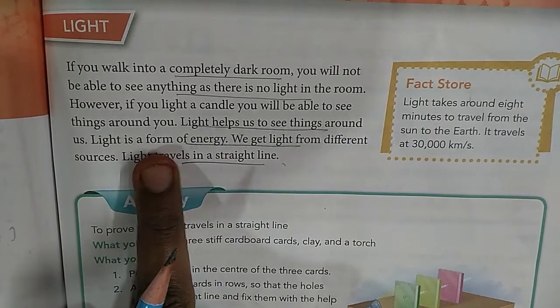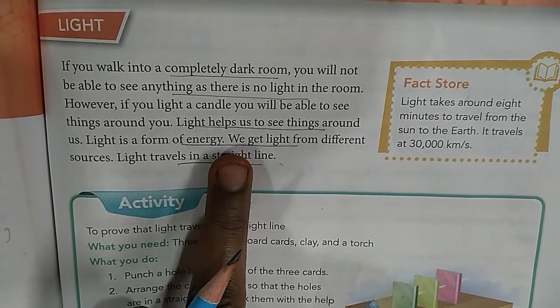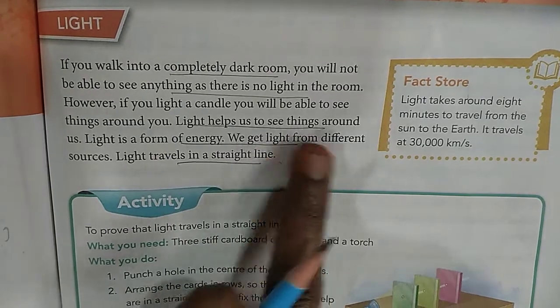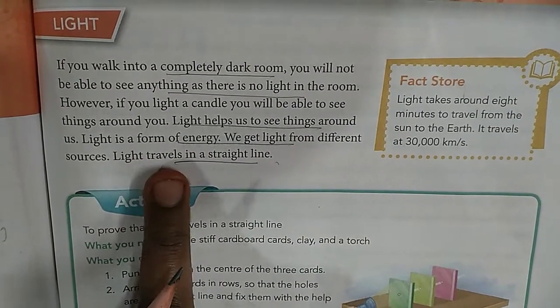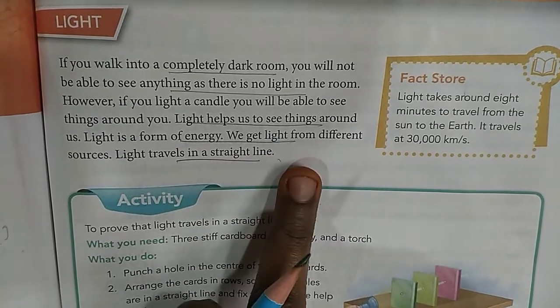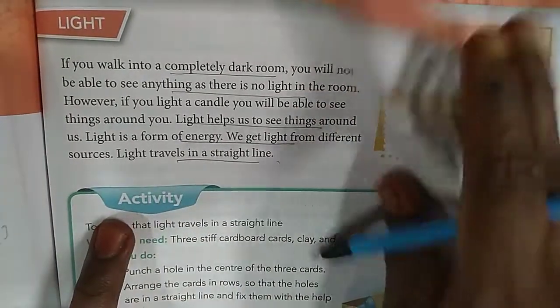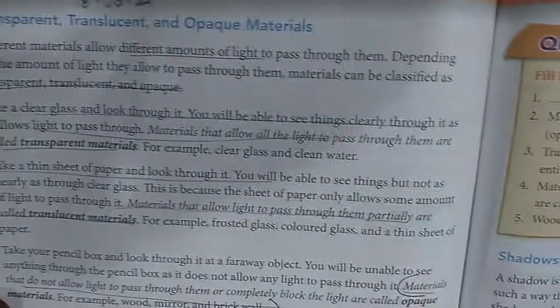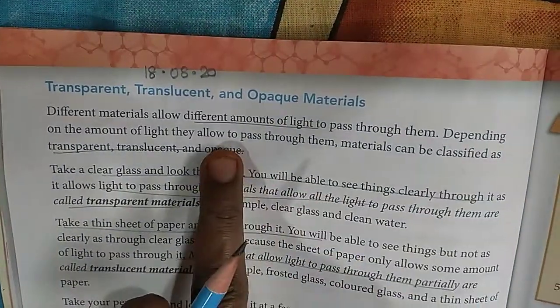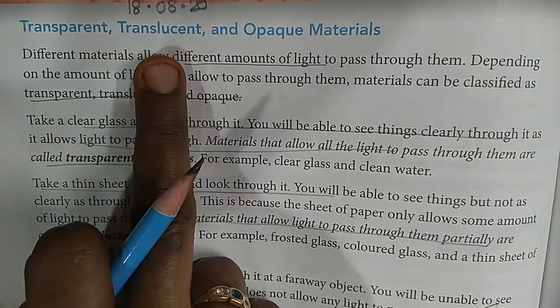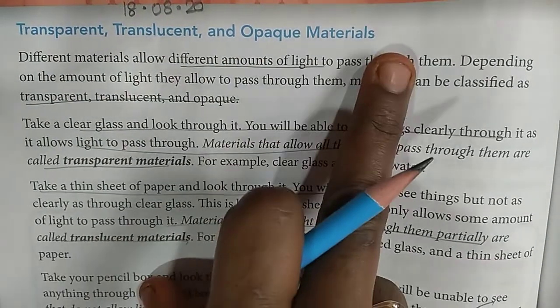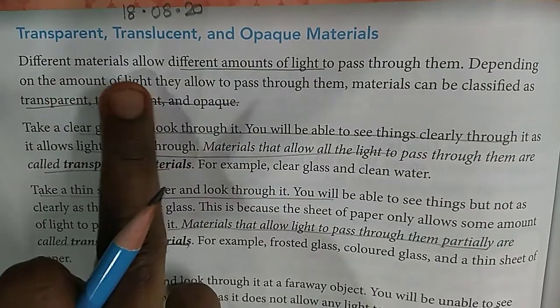So light is a form of energy. We get the light from different sources. Then light always travels in a straight line. This we have seen. Then coming to the next page, we are going to see what are transparent, translucent and opaque materials. So different materials.